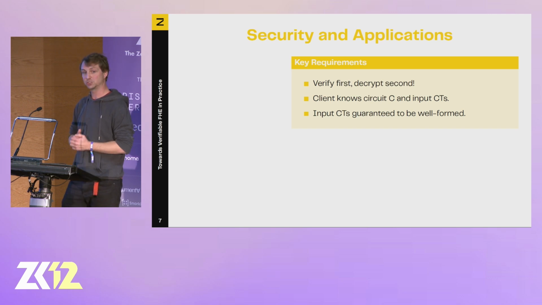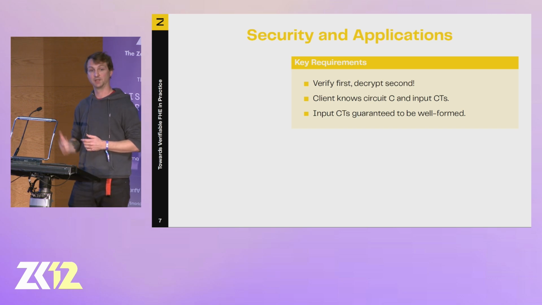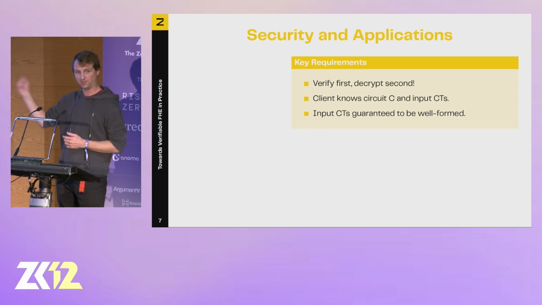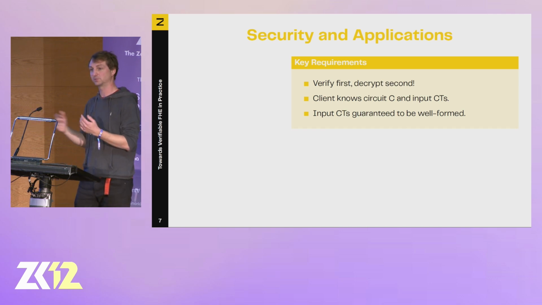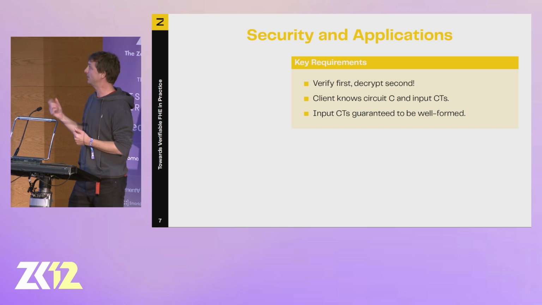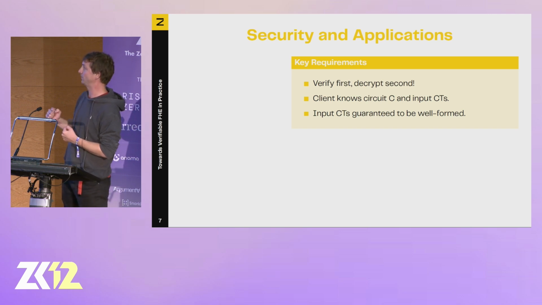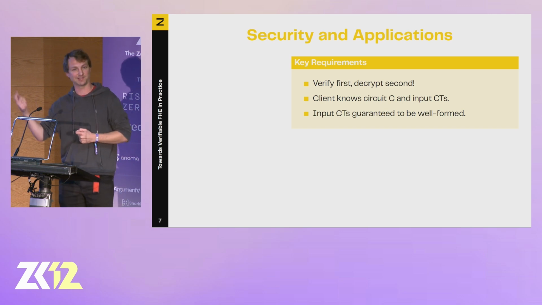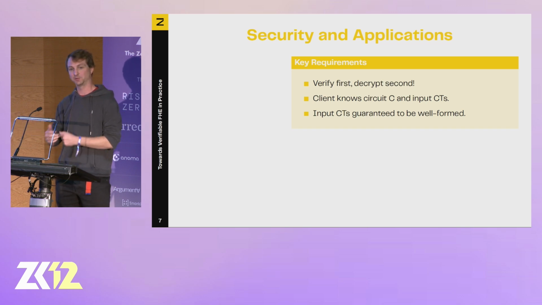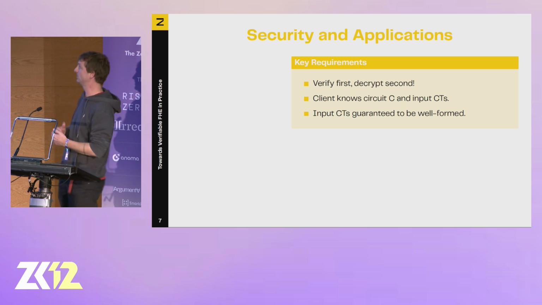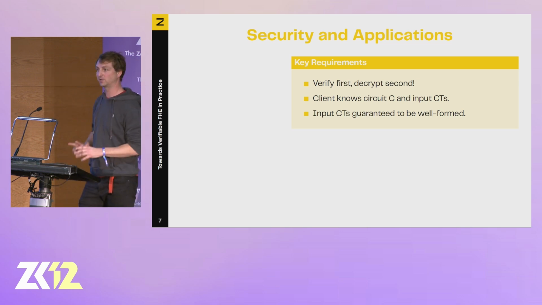And you need to be sure that the input ciphertexts are well formed. Otherwise, the server could play with the input ciphertext, or somebody else could, which would also allow it to play with the output ciphertext by extension. And so it could play with the ciphertext and still prove that it did things correctly. So these three things are key requirements we need for a proof to go through.